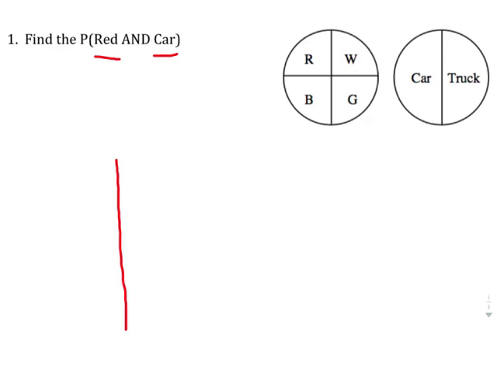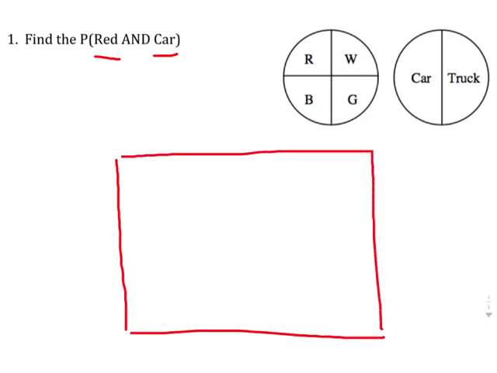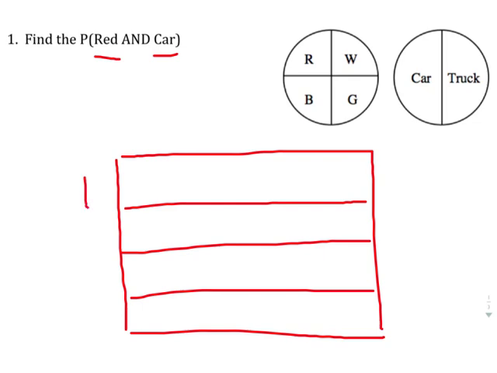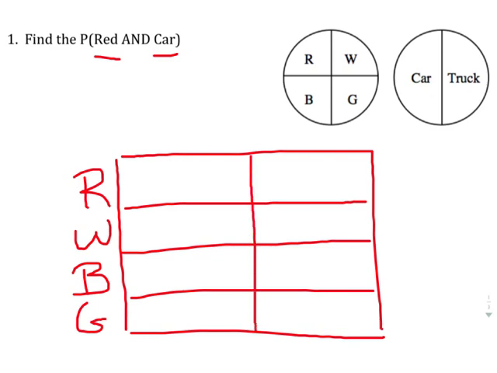So I'm going to draw a rectangle. And we have four colors, so I'm going to split this into four pieces. And I'm going to label it red, white, blue, green. And we also have car and truck, so I'm going to split that going down this way. So we have car and truck.